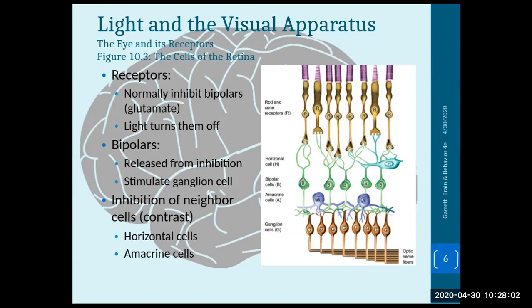So you can see that the bipolars are released from inhibition when the rods and cones give off that chemical, and it stimulates the ganglion cell to be able to send that information from the rods and cones to the brain, and we can get a reading of what it is that we're seeing.